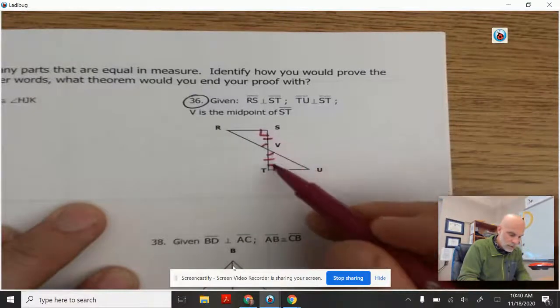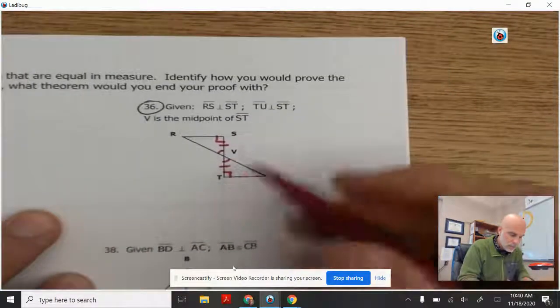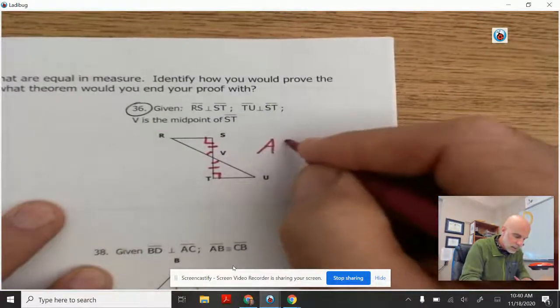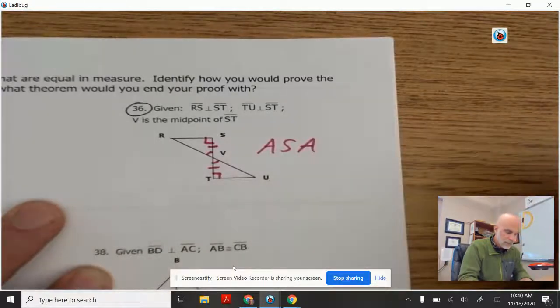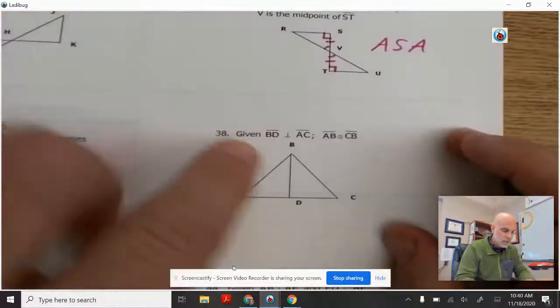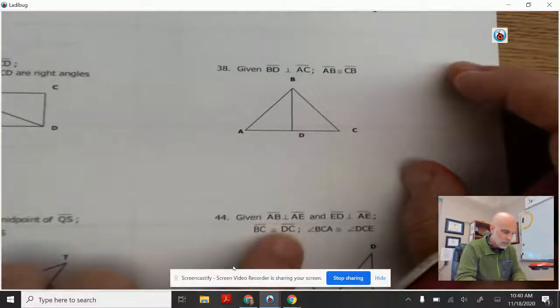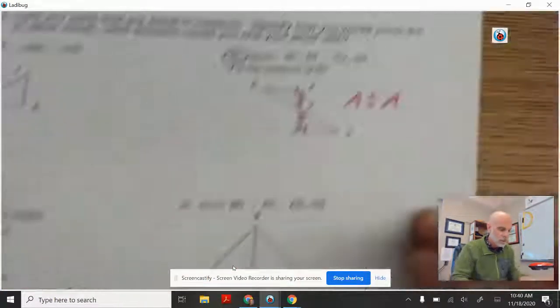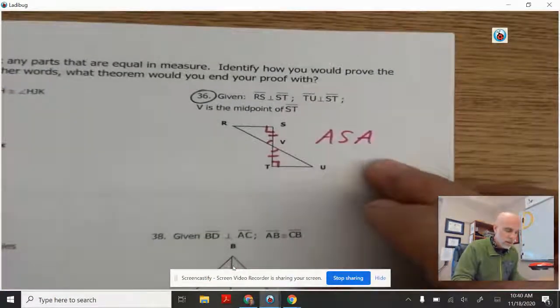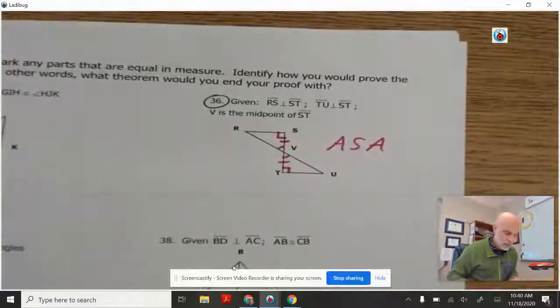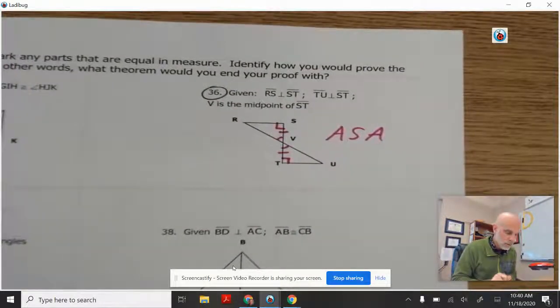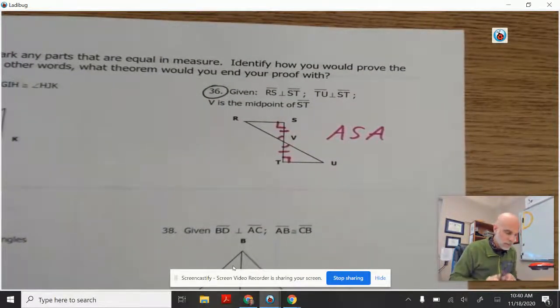So I think hopefully it's obvious right here that this one is angle, side, angle. That's what you're going to do in these. Read the given and mark it, and then just tell which one it is. And again, this is taking some baby steps towards doing a full proof on our own.